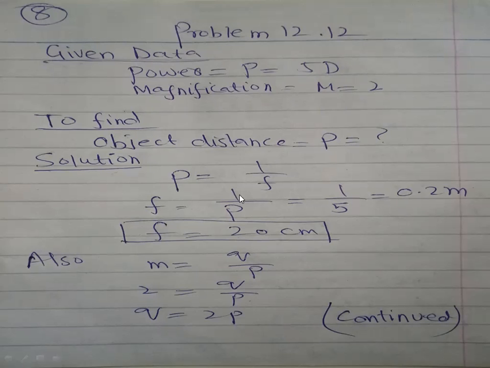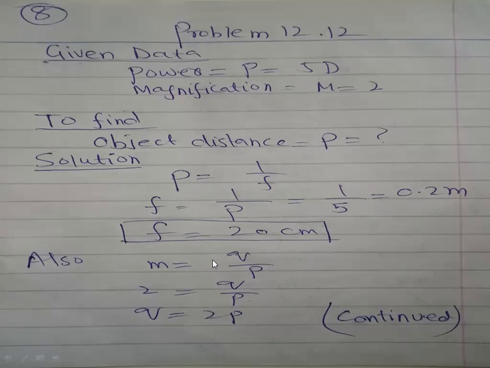First of all, I use the formula: power is equal to 1 over f. Power is the reciprocal of the focal length. Power is given, which is 5, so I just plug in the values: 1 over 5. If you solve this, the focal length is 0.2 meter. But since focal length, object distance, and image distance are always in centimeters, we convert 0.2 into centimeter. So our focal length in centimeter will be 20.